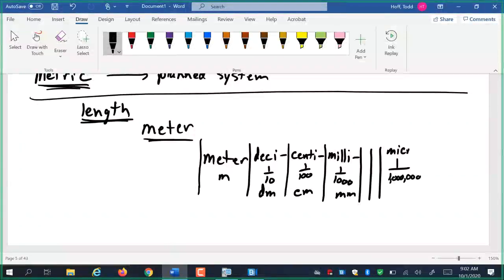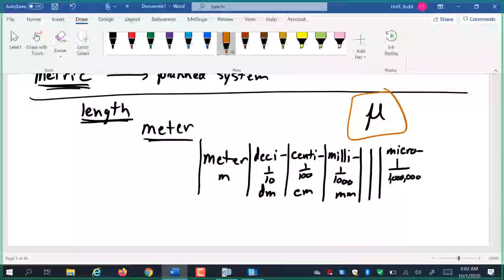Millionth was micro. Now, the abbreviation for micro, since they already used M for millimeters, is this Greek letter mu. Looks like kind of a funny-looking U or a P with the top left open. So mu M was a micrometer.